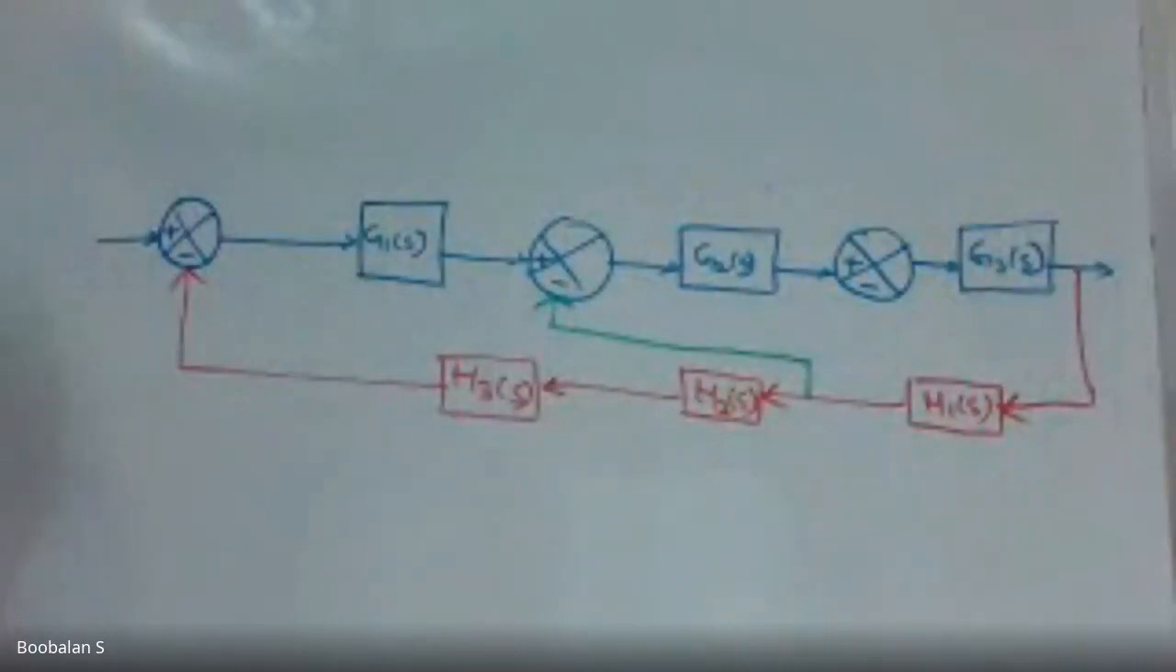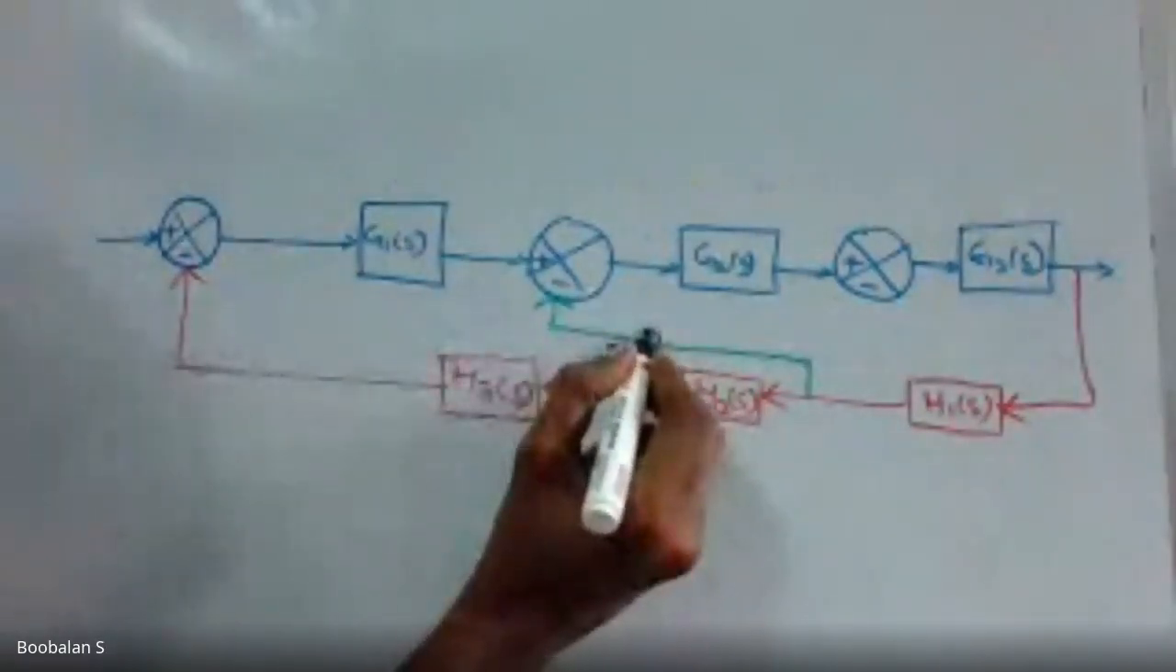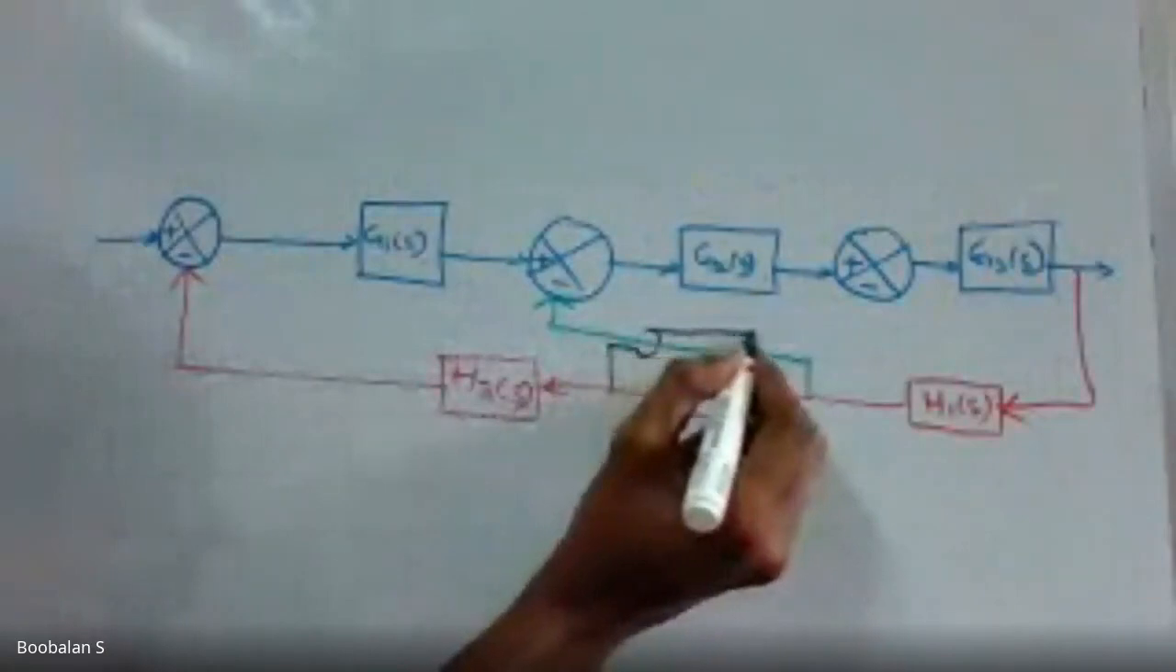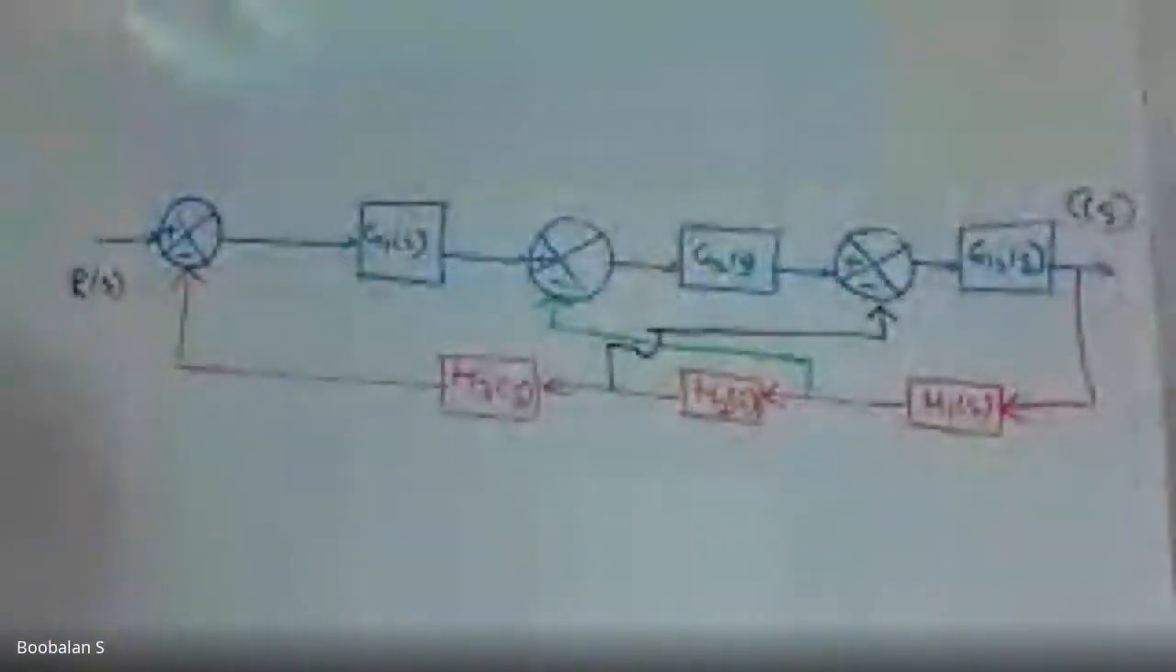And one more thing will be there. This is a jump, not a joining. Now it will look like this. So R of S, C of S, right? So this is our problem. Just try in our free time. Just have one more practice, right?